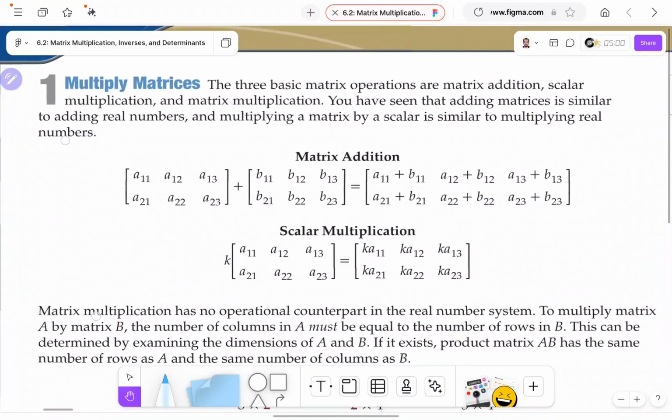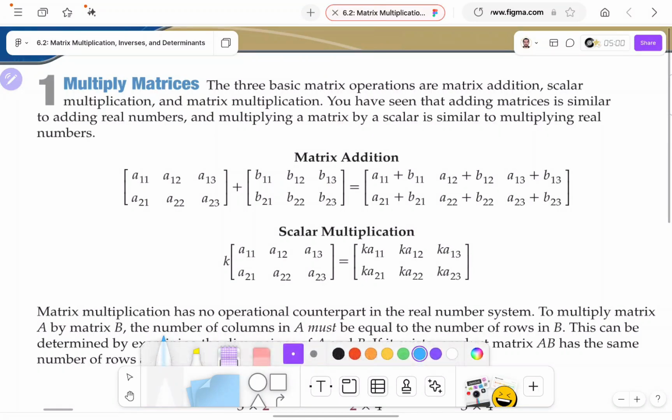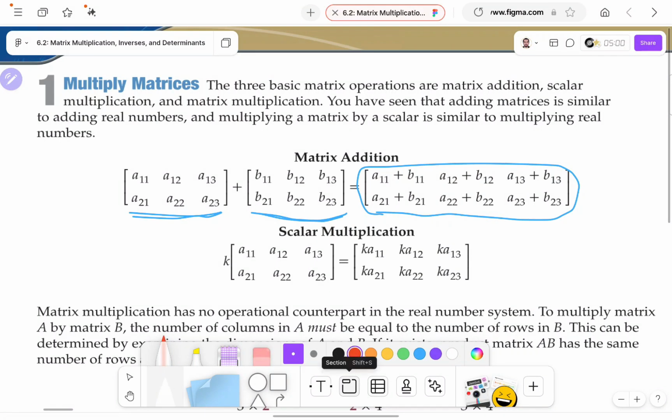Now to multiply matrices, we first need to know how we can add matrices. Adding or subtracting matrices is easy. For example, let's say we have matrix A and matrix B. The new matrix after adding them will be this one here. How can we add matrix A with matrix B? It's simple. Every single element will be added with the corresponding element in the second matrix.